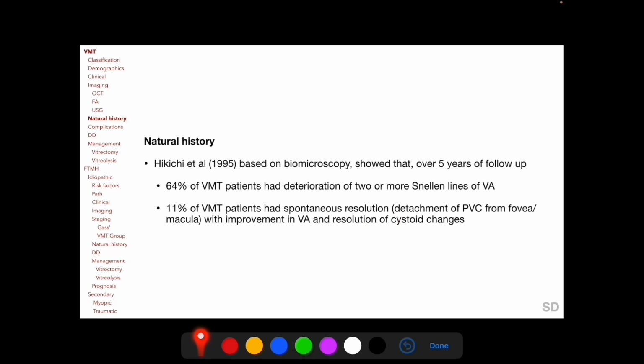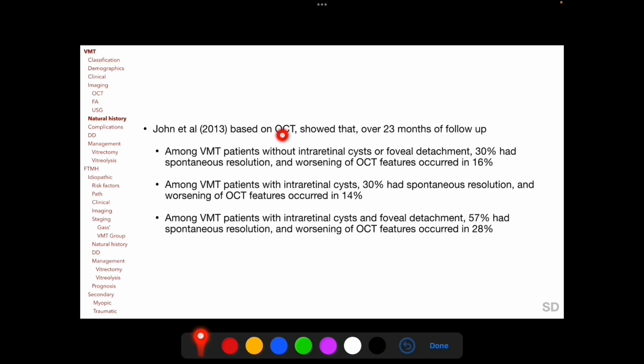Based on optical coherence tomography, John et al. showed that over 23 months of follow-up among VMT patients with or without intraretinal cysts but without foveal detachment, spontaneous resolution occurred in 30% of eyes, whereas worsening of OCT features occurred in around 15% of eyes. But among VMT patients with both intraretinal cysts and foveal detachment, spontaneous resolution occurred in 57% of eyes, whereas worsening of OCT features occurred in 28% of eyes.